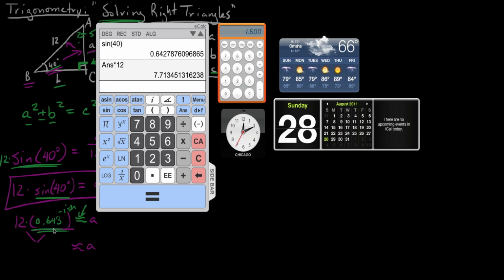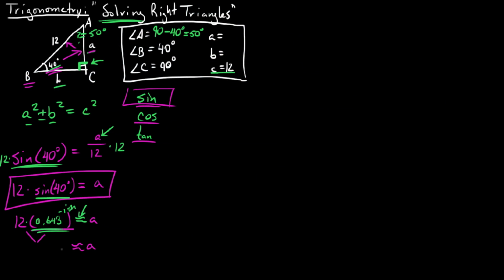But since we've accepted the fact that we're going to go out to 3 spots here, in this case 3 sig figs, we're going to actually take 0.643 times 12. We do that just for the sake of consistency. And you notice you get a 3 decimal number back, 7.716. We say A is approximately 7.716 units in length.